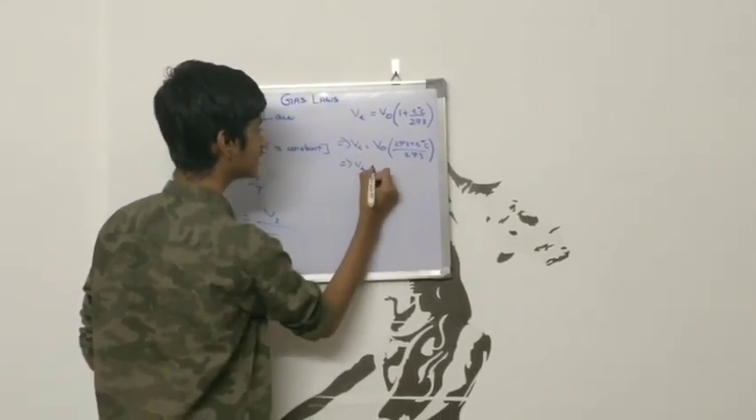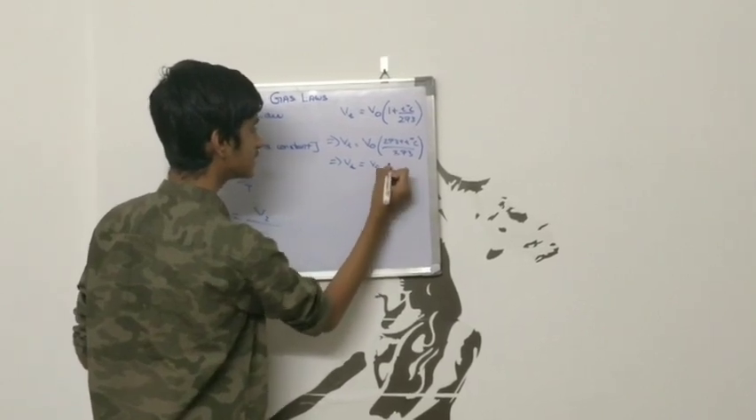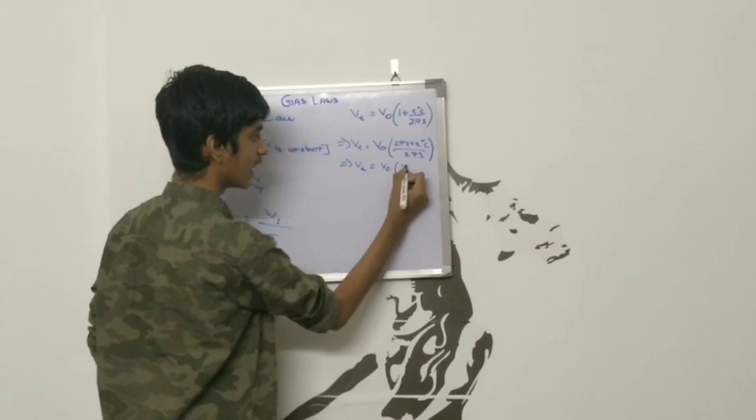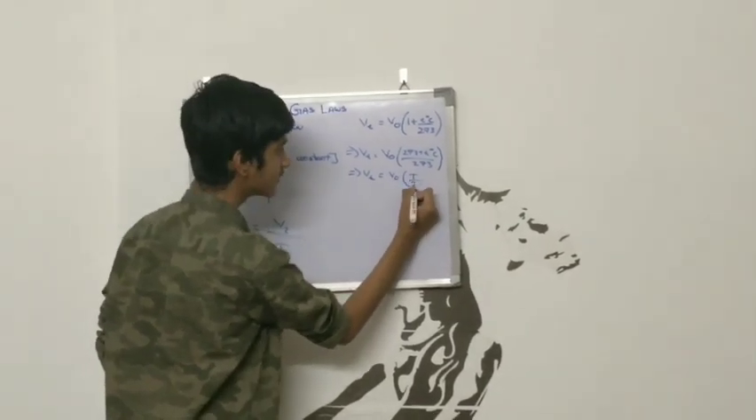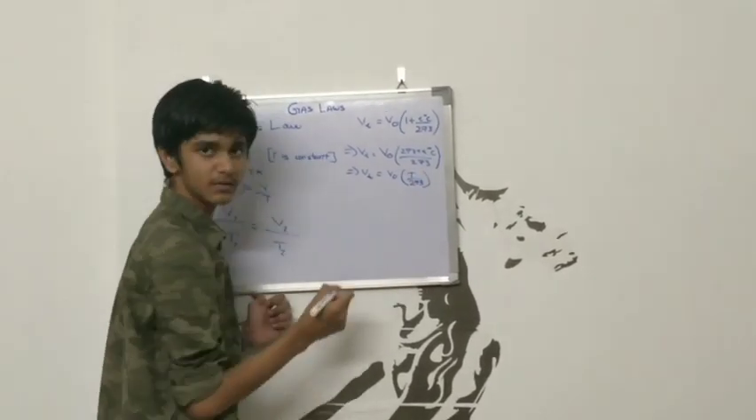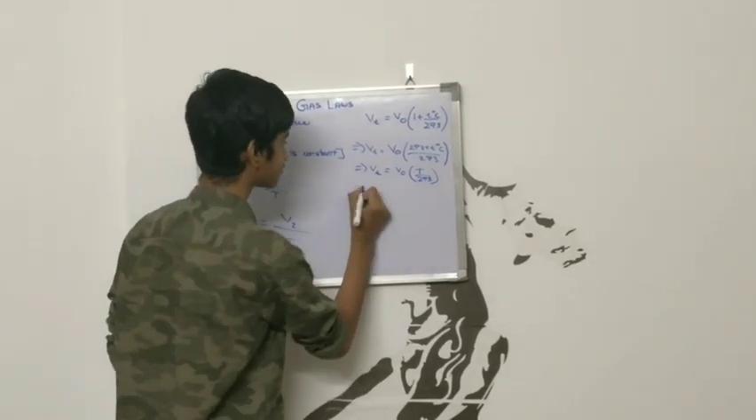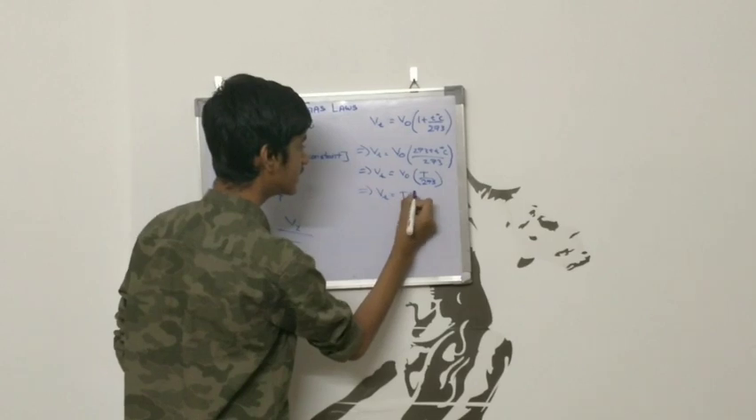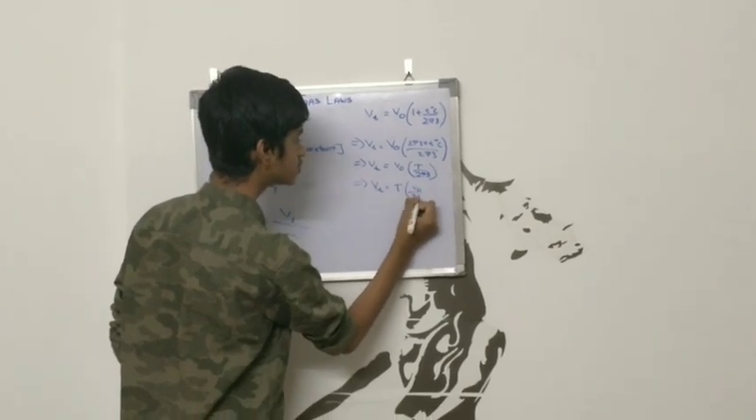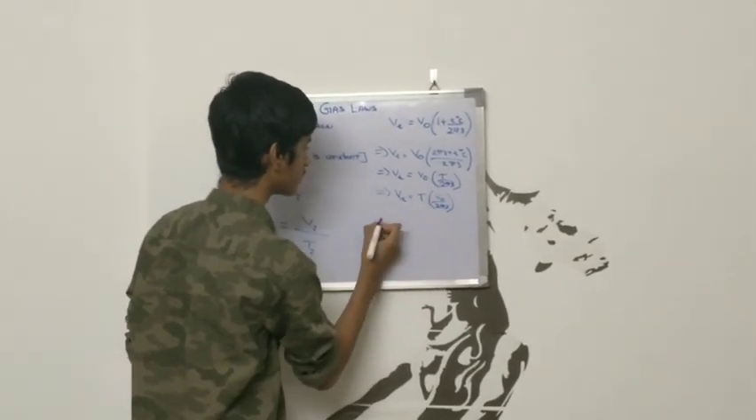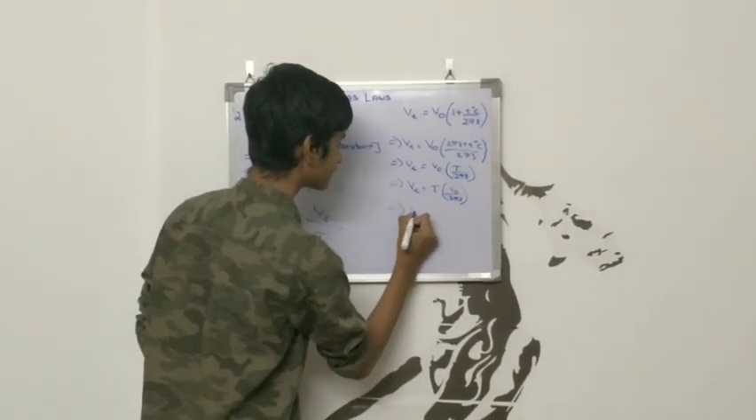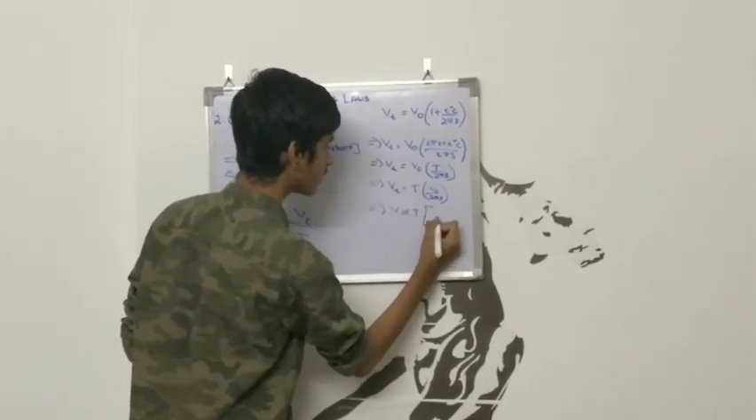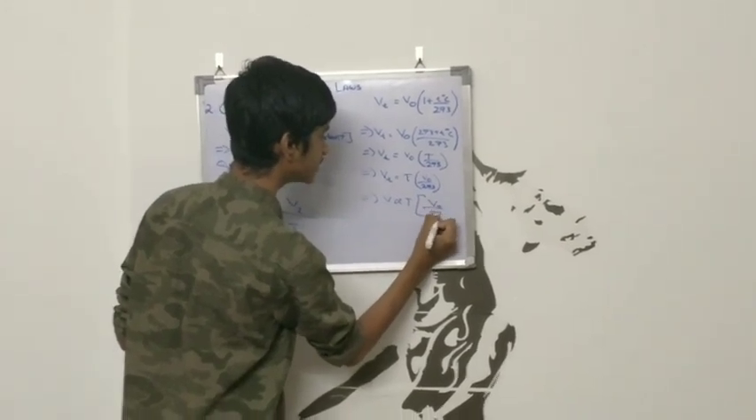I am going to take this 273 plus T degrees Celsius as T, that is the absolute temperature or Kelvin temperature. So we can write that Vt is equal to T into V0 by 273. This implies that volume is directly proportional to T when V0 by 273 is constant.